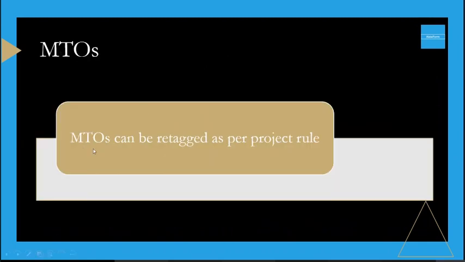Next one is very straightforward: MTOs. For MTOs, I'm considering that they will be delivered on spreadsheets. So there will be a small command which will have all the rules from the project, and it will rename all the tags based on project requirement, and then it will create a copy of those items.